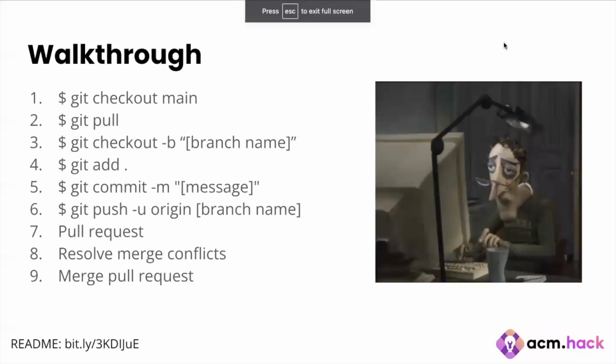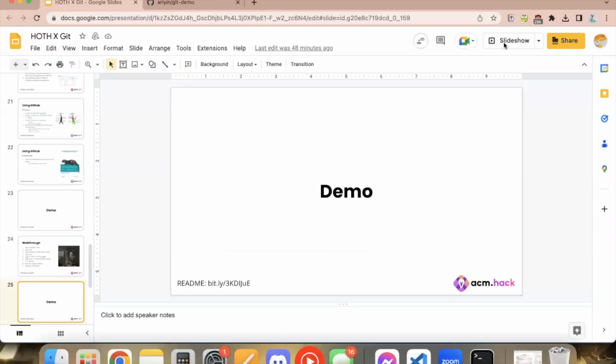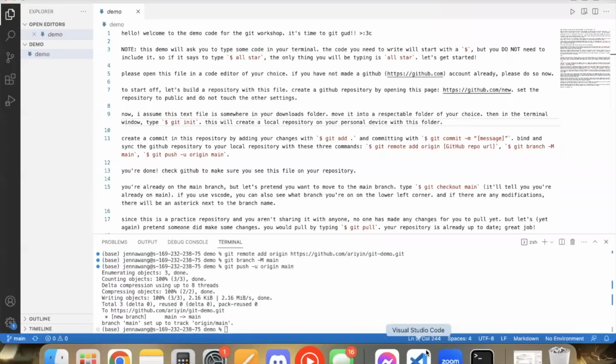Now let's do a walkthrough of what the actual work process would be like when you're collaborating with your team members. This is basically just the code version of what we talked about earlier. You'll go to your main branch, you'll pull, you'll go to a new branch, and then you'll add whatever changes you've made, you'll commit it, you'll push those changes, you'll do a pull request, you'll resolve merge conflicts, you'll merge your pull request, and everything will be great. So let's demo that right now with our demo code.